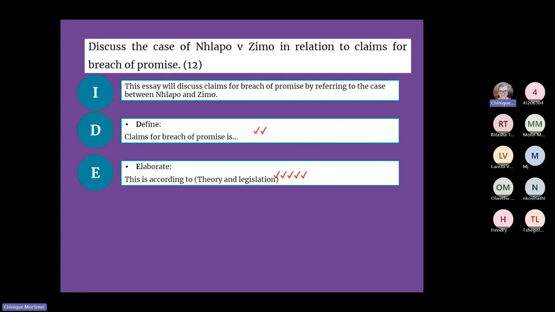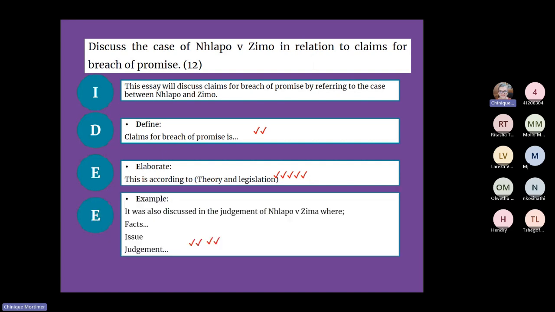Then I elaborate. This is according to section such and such of the Marriages Act, right? Or section such and such of the Civil Unions Act. So the majority of your marks will be here, right? Then you say it was also discussed, or claims of breach of promise was the legal issue in the judgment of Nhlapo versus Zimo, where, and then you give the facts, the issue, and the judgment of that specific case.